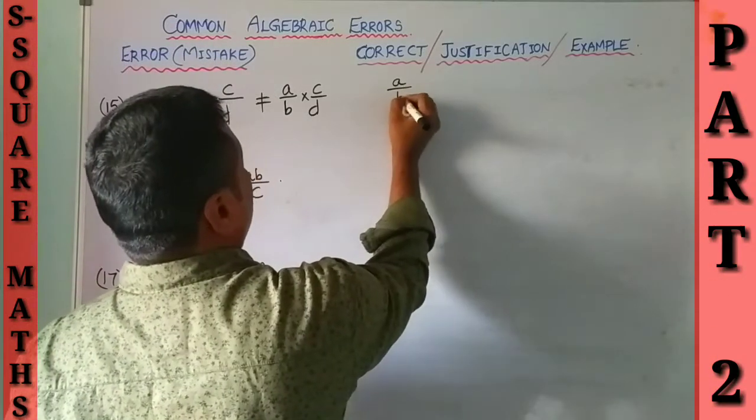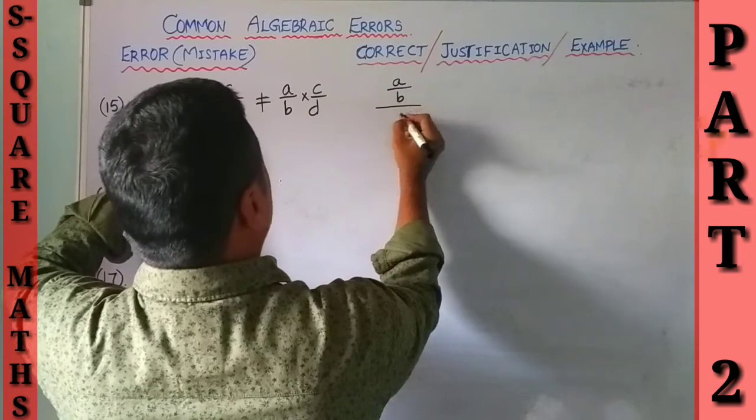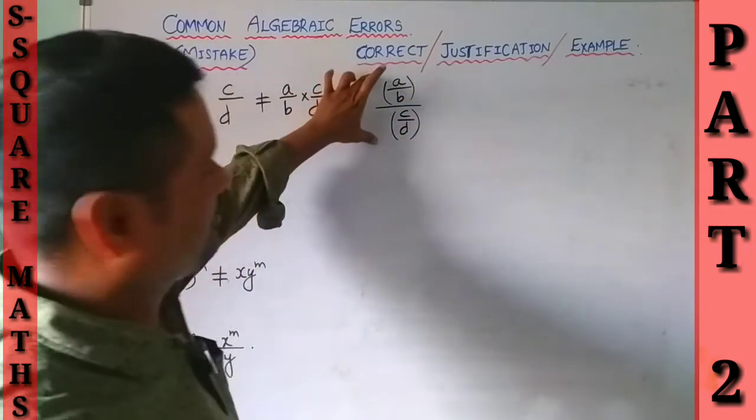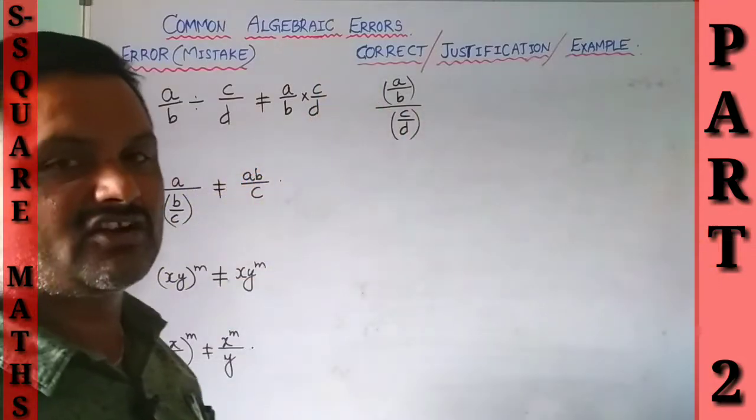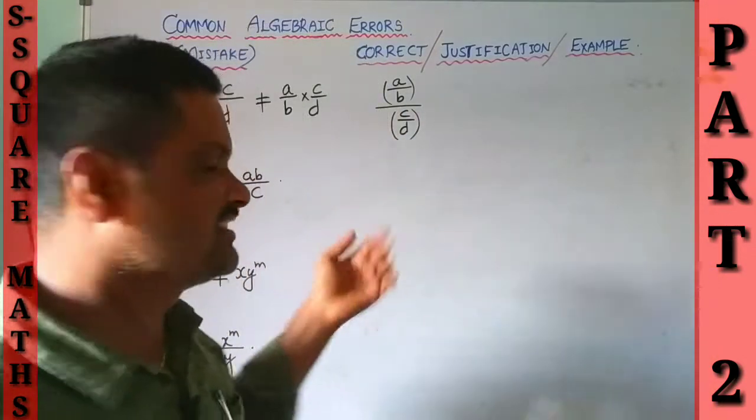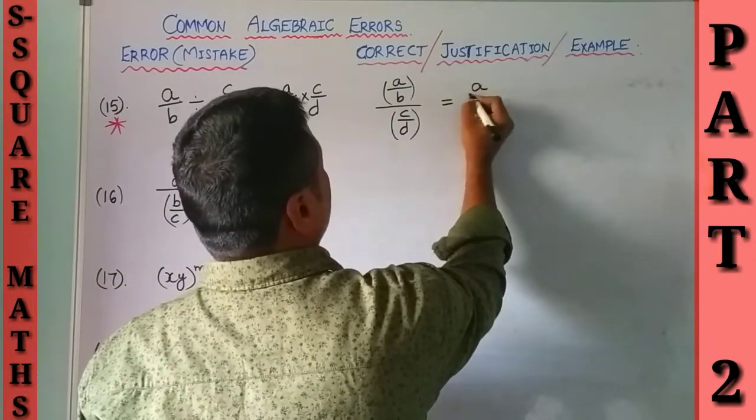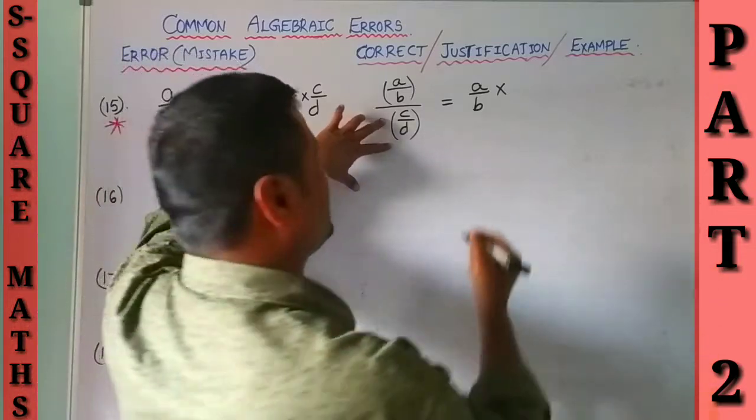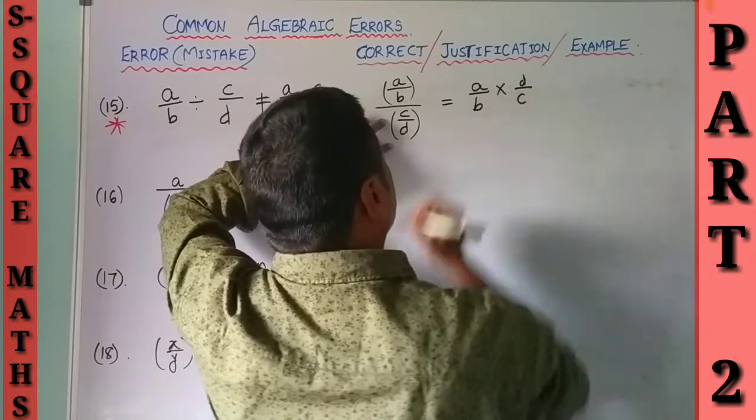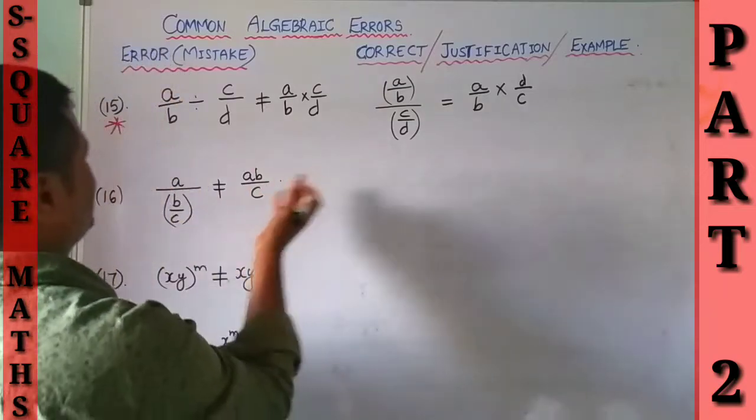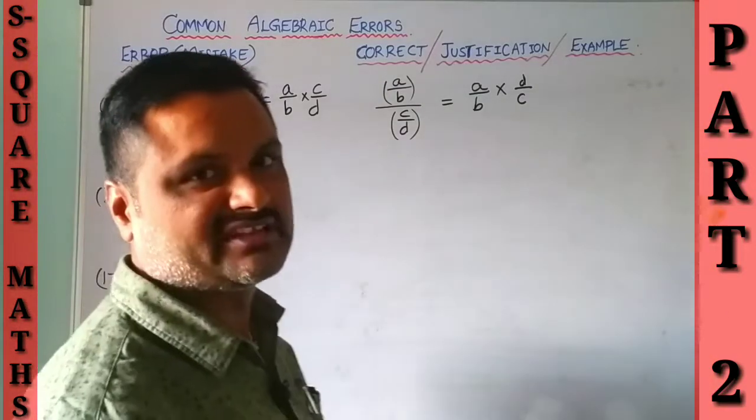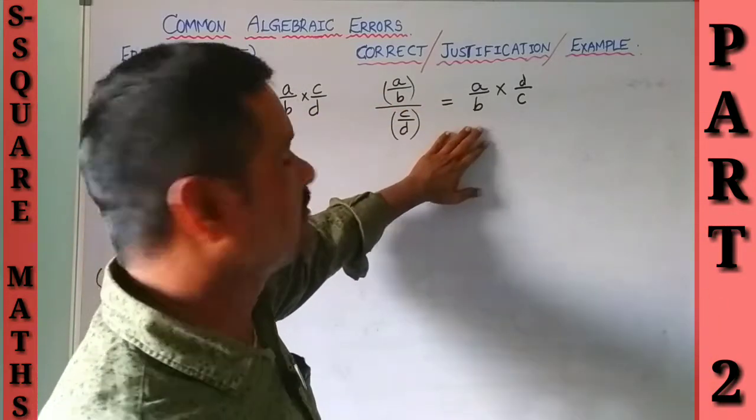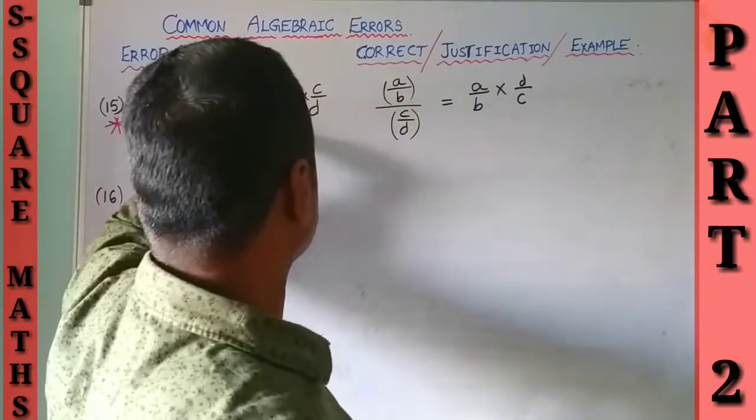So A by B by, since it is a divide symbol, I am going to write C by D. If the numerator and denominator both are fractions, these are called complex fractions. It is evaluated like this: A by B into the denominator C by D takes a reciprocal, so D by C. Still, if you need, you can go through the examples, take numerical values of A, B, C, D, and check it. So this will not be equal, but this will be equal. This is the corrected form and this is the wrong form.